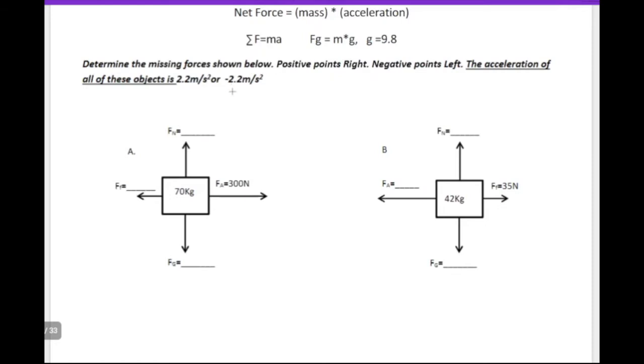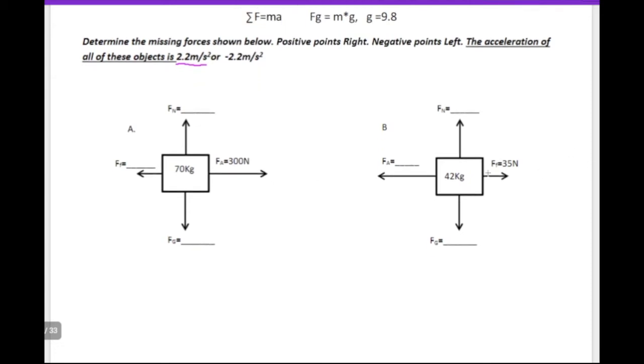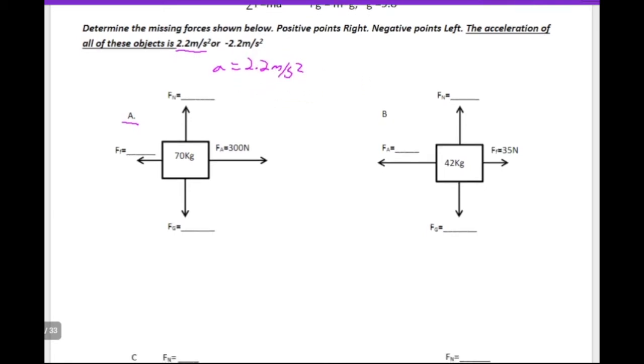All right, let's take a look at the back side of this page. So it says determine the missing forces shown below. Positive points to the right, negative points to the left, just like we've been saying. The acceleration of all these objects is 2.2 meters per second squared or negative 2.2 meters per second squared. So we can figure out which one it is based off the arrow sizes. So let's start with letter A over here. Since our bigger arrow is pointing to the right, that means that the acceleration for this problem should be 2.2 meters per second squared.